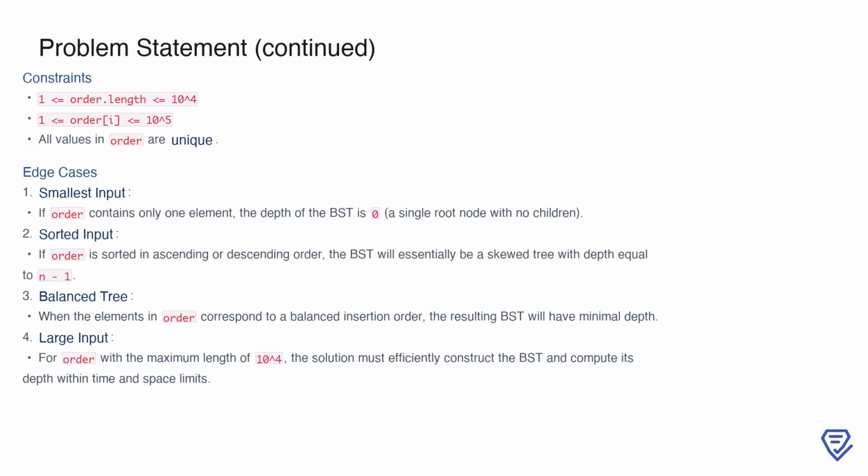There are a few constraints and edge cases to consider for this problem. First, the length of the order array can range from 1 to 10,000, and all values in the array are unique and fall between 1 and 100,000. For edge cases, if the array contains just one element, the BST will consist of a single root node, so the depth is 0. For a sorted array, the BST becomes a skewed tree, and the depth will equal n minus 1. On the other hand, a balanced insertion order results in a tree with minimal depth. Finally, for large inputs, the solution must be efficient in both time and space to handle up to 10,000 elements while still constructing the BST and calculating its depth correctly.